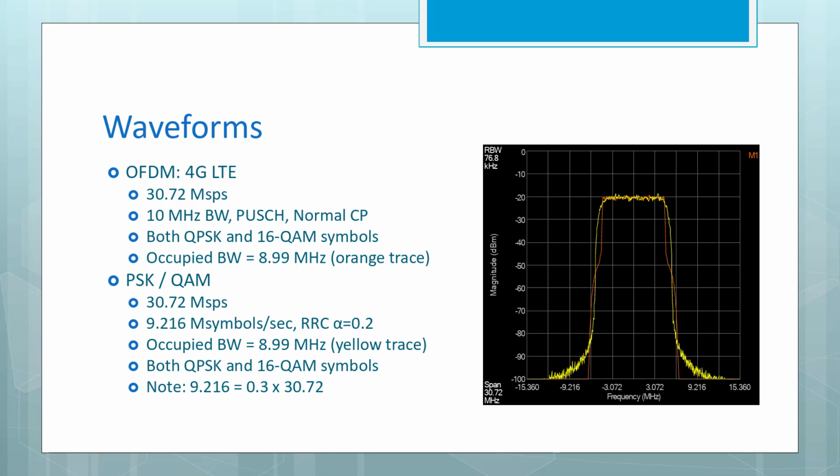To illustrate the problems of multipath, we'll be running a PSK QAM type of signal, also at 30.72 megasamples per second. We're going to use a symbol rate of 9.216 megasymbols per second with a root raised cosine alpha of 0.2 for the transmit filter. That gives us also an occupied bandwidth of 8.99 megahertz. That's the yellow trace in the spectrum over there on the right. We'll be using both QPSK and 16QAM symbol types. Just as a note, that strange symbol rate, 9.216, is 3/10 of the 30.72 sample rate that we're using.